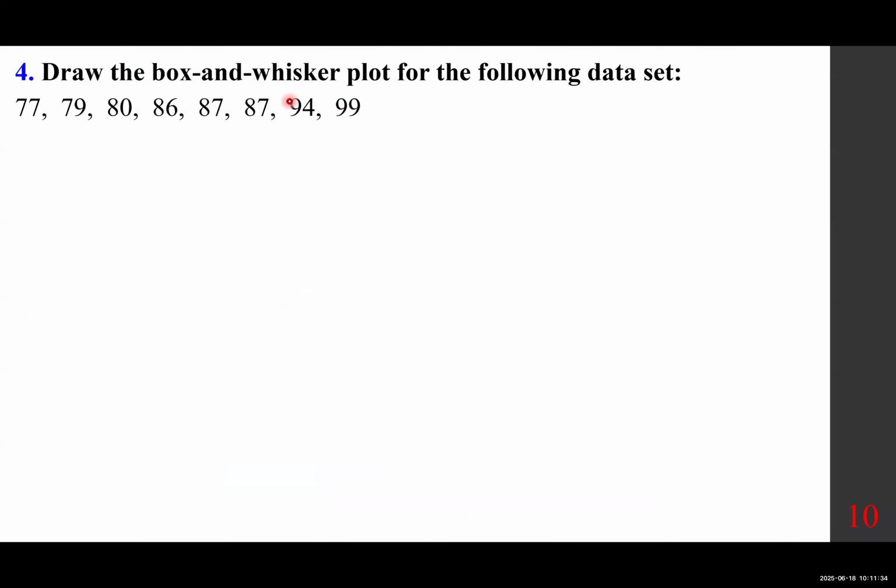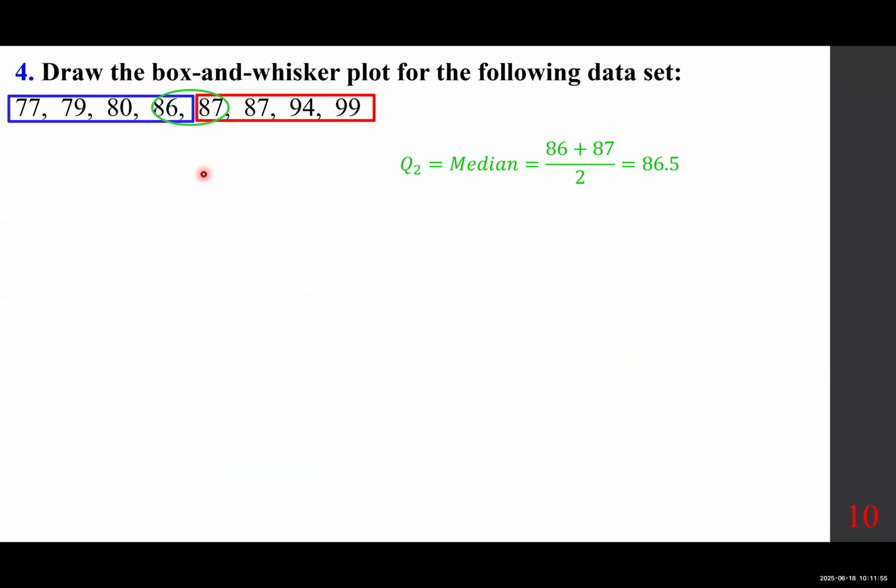All right. Draw the box and whisker plot for the following data set. First, you have to rank it. It is already ranked. Cut them into two pieces. Again, you're dealing with an even number. In the middle, there is nothing. So you add these two divided by 2. That becomes the median or Q sub 2. So 86 and 87 divided by 2, or 86.5, is the median.